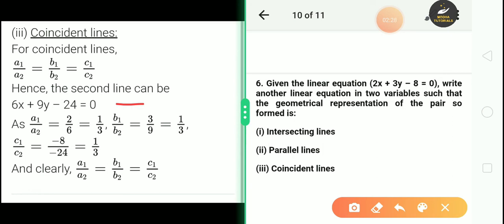So a1 upon a2 is 2 upon 6, which is coming 1 upon 3. b1 upon b2 is 3 upon 9, which is also 1 upon 3. And c1 upon c2 is minus 8 upon minus 24, which is also 1 upon 3. That is, we have multiplied equation 1 by 3 to get this third equation. So in this case, ratios are matching: a1 upon a2 is equal to b1 upon b2 is equal to c1 upon c2. Okay, so this is the third equation for coincident lines.